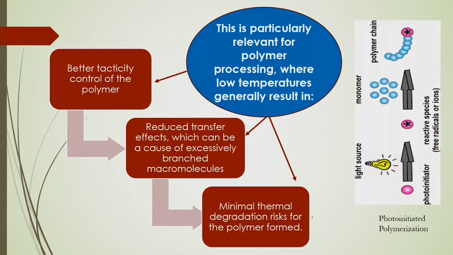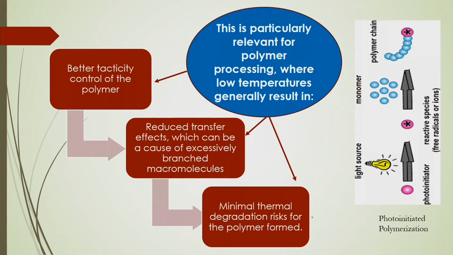And this is particularly relevant for polymer processing, where low temperatures generally result in better tacticity control of the polymer, reduced transfer effects, which can be a cause of excessively branched macromolecules, and in this case minimal thermal degradation risks for the polymer formed can be achieved. So, that is why it is particularly relevant for polymer processing or this photo initiated polymerization.